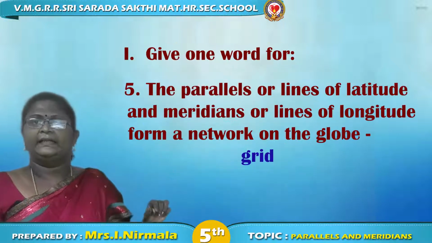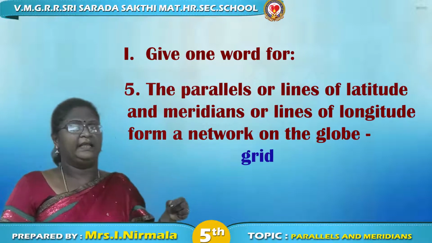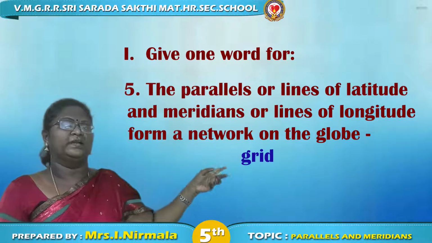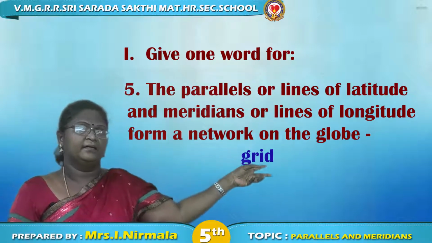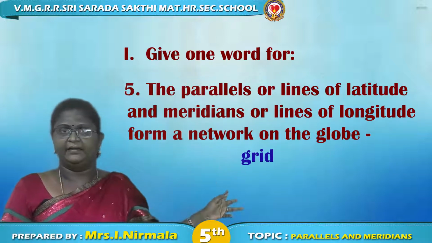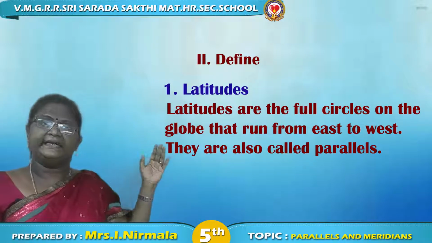Fifth one: the parallels or lines of latitude and meridians or lines of longitude form a network on the globe that is called a grid. They intersect to form a network, it's called a grid. With this, give one word for is completed. And the second one is define.